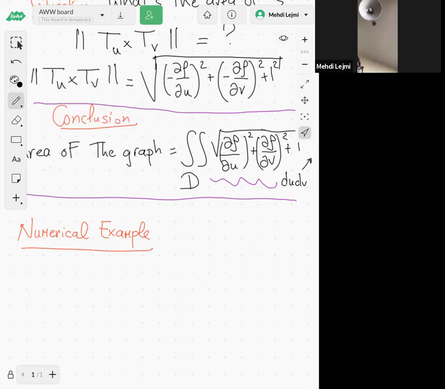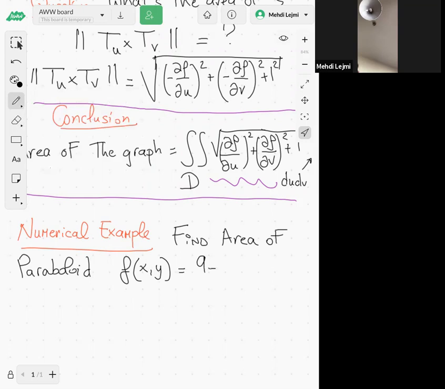Okay, so for example, a numerical example: let's say you want to find the area of the paraboloid f of x y equal to 9 minus x squared minus y squared, that lies over the xy plane.